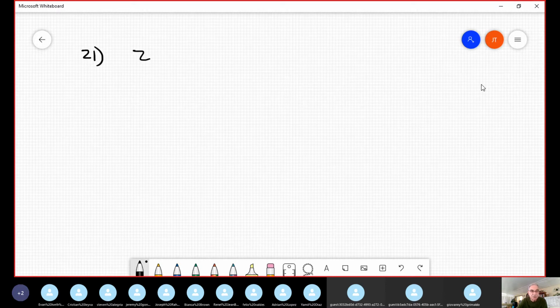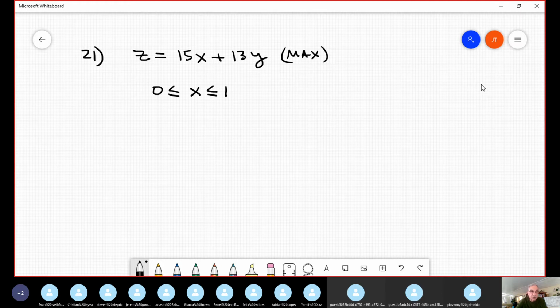In 21 we have an objective function. The objective function is 15x plus 13y, and I need to maximize this. I need to find the maximum value of this inside the solution region for the constraints. So we have several constraints, and these constraints form a system of inequalities.